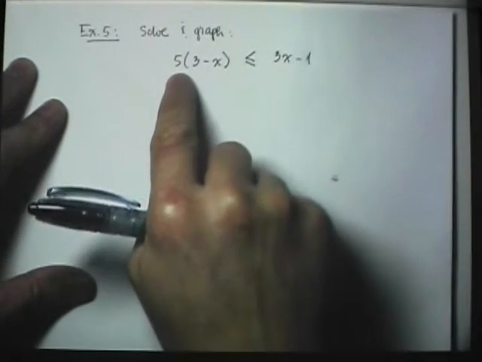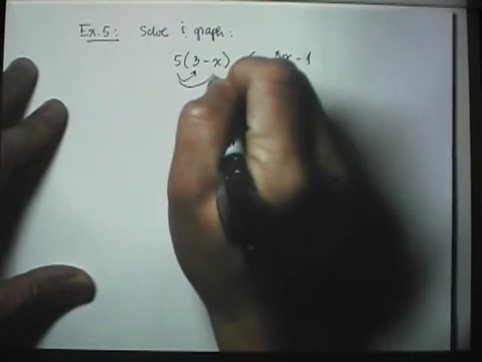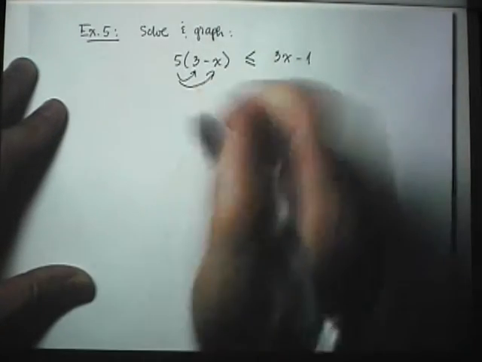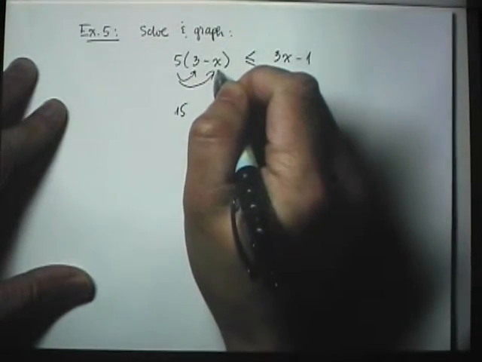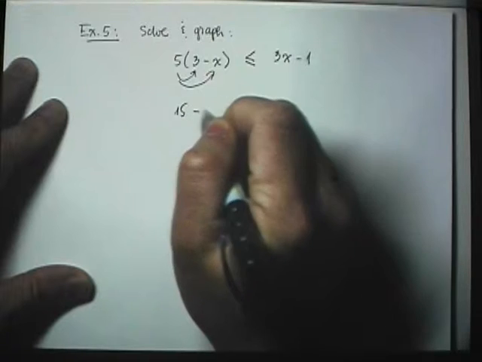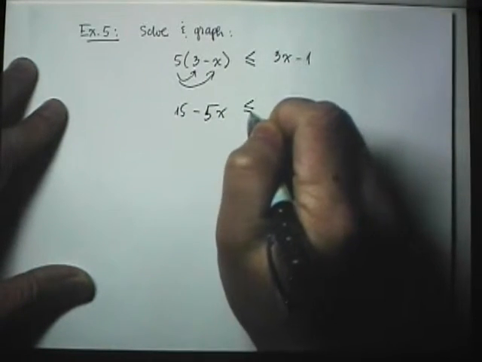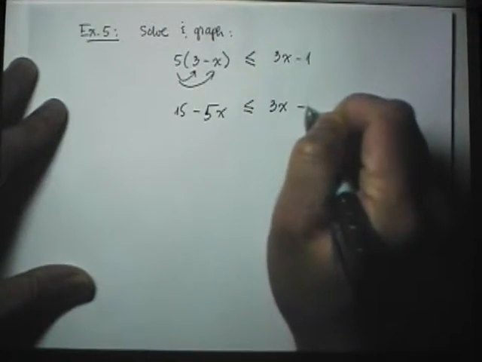So now, in this inequality, once again, similar to what we had earlier, we need to do a distributive law on the left-hand side. So here I see the 5, and it's a good thing, it's a positive 5. So 5 times 3 is 15. 5 times negative x is minus 5x. And then less than or equal to 3x minus 1.